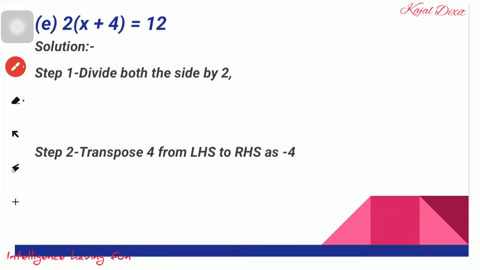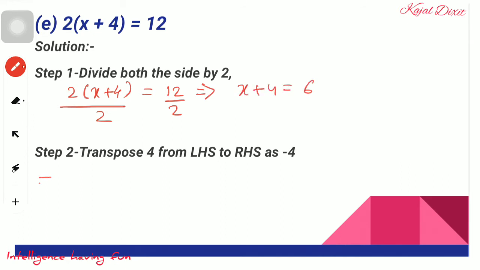So in the first step, to remove this 2, we will divide the equation by 2 on both sides. So we will get 2 into (x plus 4) whole divided by 2 is equal to 12 divided by 2. So from here we will get the equation as x plus 4 is equal to 6. Now we have to transpose this 4 from LHS to RHS as minus 4.